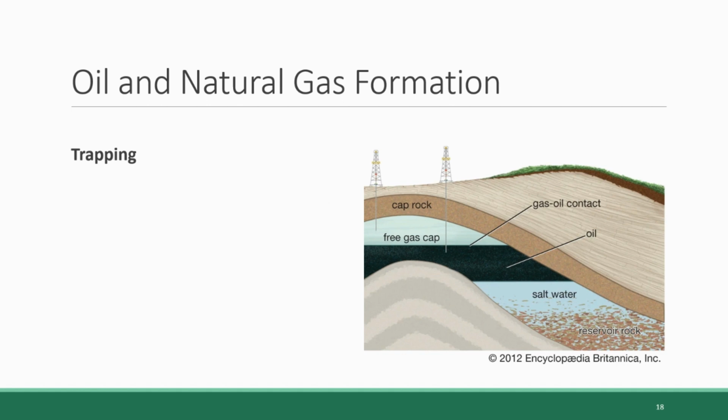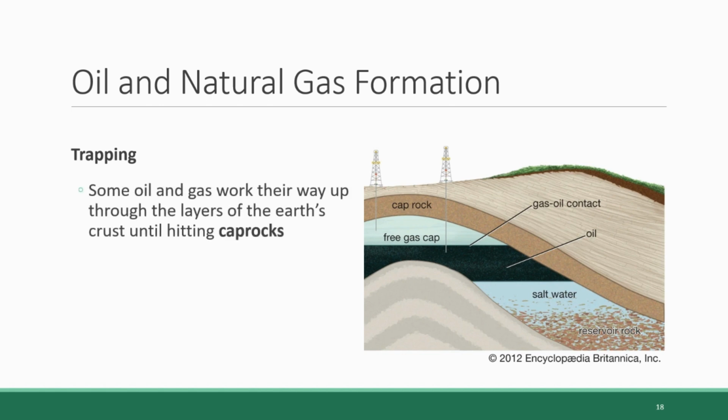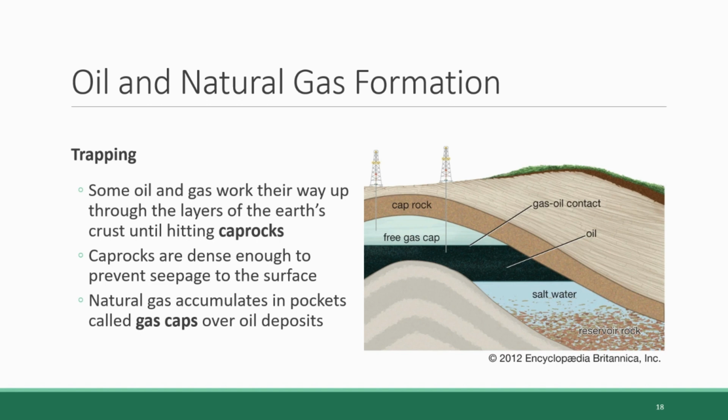Then the final step is called trapping, which is where the oil and gas seep up through the layers of the Earth's crust until they hit cap rocks. Cap rocks are rocks that are dense enough that the oil and gas can't seep through them, so they're blocked from reaching the surface and they're trapped underground. And because gases have a lower density than liquids, the natural gas will accumulate at the top of these trapped pockets in what's called a gas cap, and then the liquid oil deposits will be found below it. So that covers the formation of oil and natural gas.